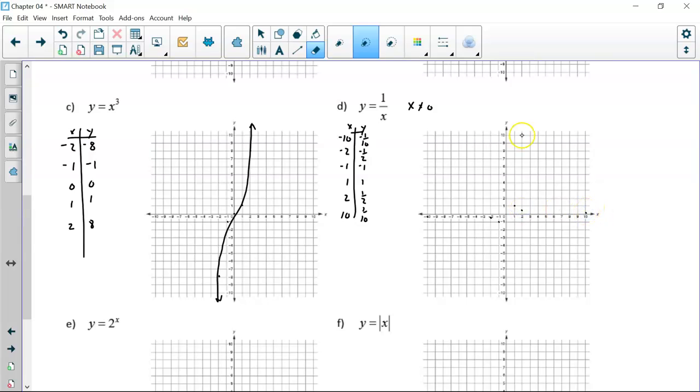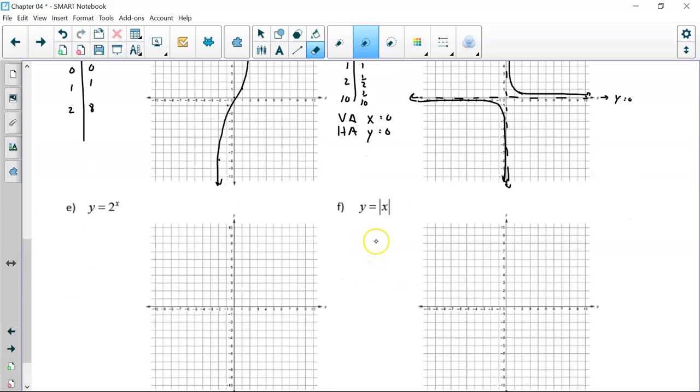Now, it is a hyperbola. We have a horizontal asymptote and a vertical asymptote. Our vertical asymptote is x equals 0, and our horizontal asymptote is y equals 0. There's the right-hand side, and the left-hand side looks like this. So keep in mind, it has a vertical asymptote, x equals 0, and a horizontal asymptote, y equals 0.